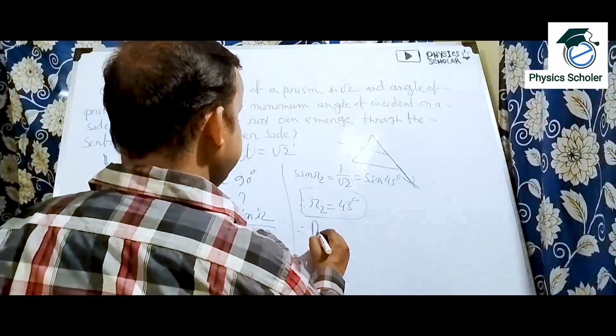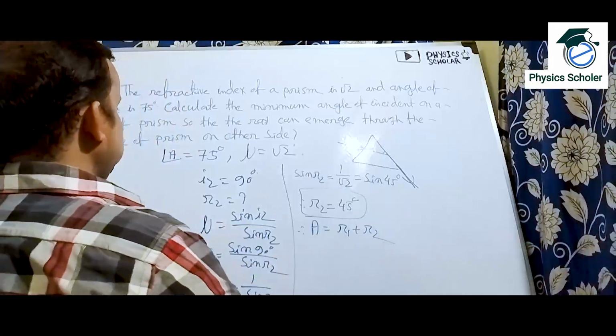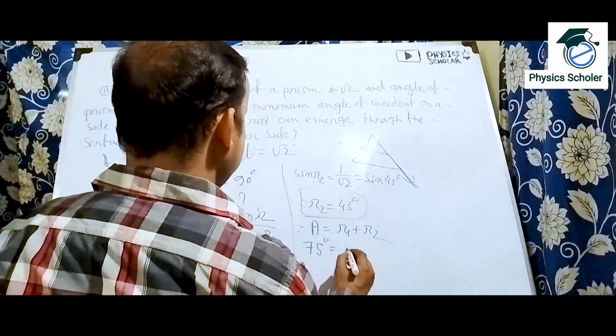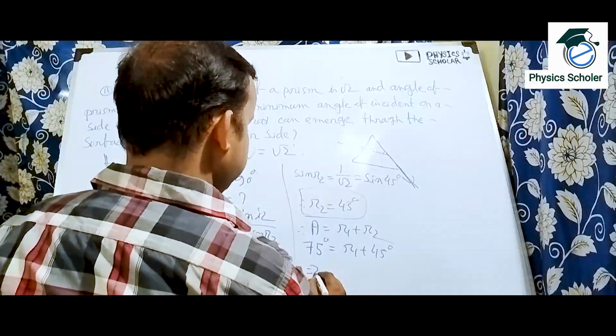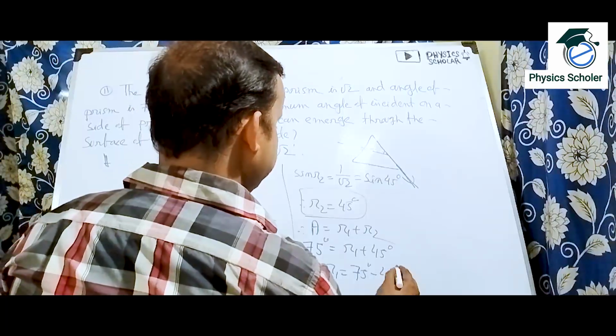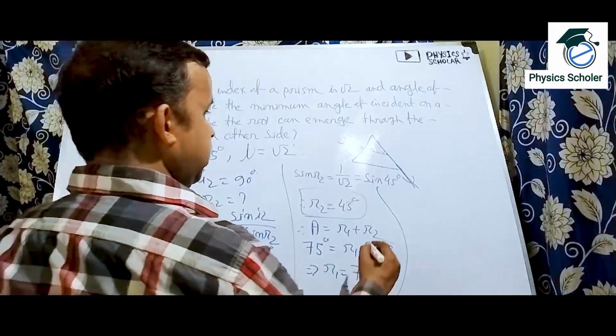Now what do we know? Angle of prism A is equal to R1 plus R2. A is 75 degree, given. So 75 degree is equal to R1 plus R2, which is 45 degree. Therefore R1 is equal to 75 degree minus 45 degree, which is 30 degree. Now it's very easy.